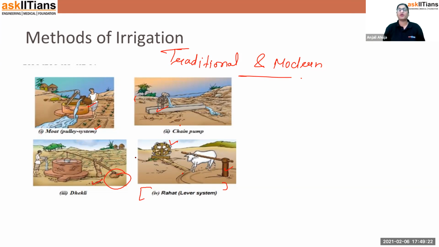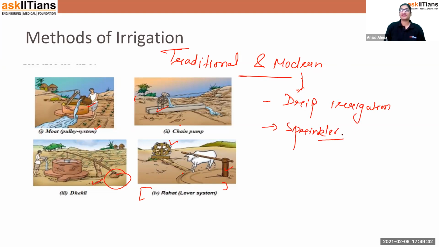Now let's talk about the modern method. Modern method of irrigation, very very important. Into the modern method, we used to learn the drip. Very important because they're very easy. I'm telling it the third time: drip irrigation and sprinkler irrigation. I'm pretty sure you know this already. It's not very difficult. Drip irrigation is drip, drip, drip.